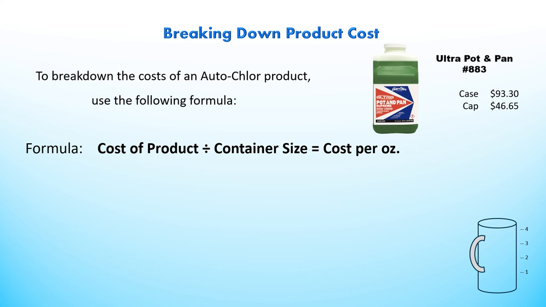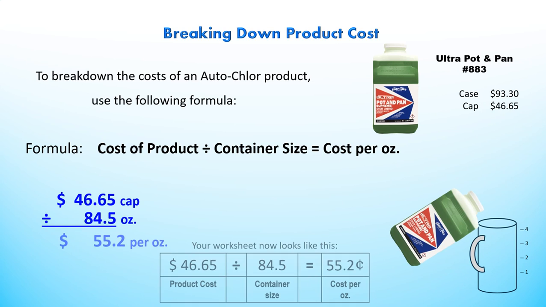Let's take a look at that again. This time we're going to use Ultra pot and pan. Ultra pot and pan costs $46.65 per cap. We divide it by the container size of 84.5 ounces, and we get our cost per ounce of 55.2 cents per ounce.